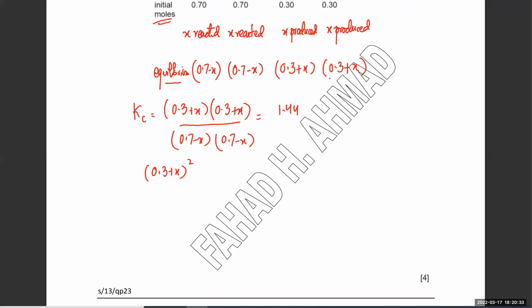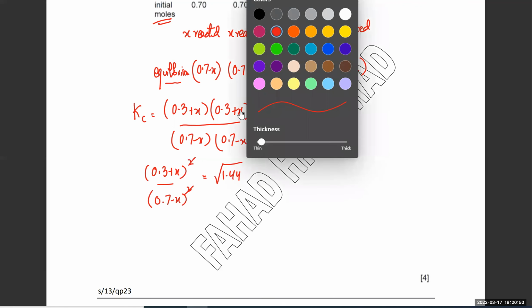The top thing is squared. The bottom thing is 0.7 minus X into 0.7 minus X. That's also squared. That's 1.44. So what I'm going to do is take the under root. If I take the under root, this is what I get. Is that clear? Yes.